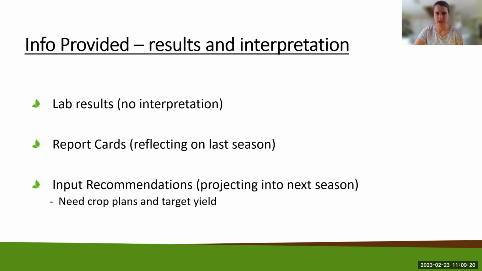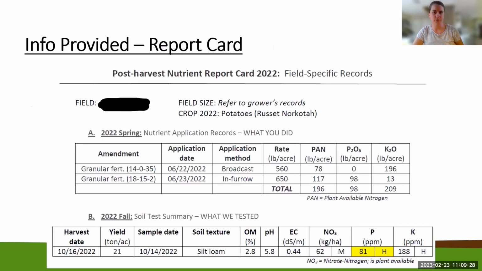Okay, so I want to dig a little bit more into the report cards and the input recommendations and give a bit more clarity about what actually is involved there and connect it back to some of the information that I've requested from the growers. So starting with the report card, I've just taken some screenshots again of an example for one specific field.